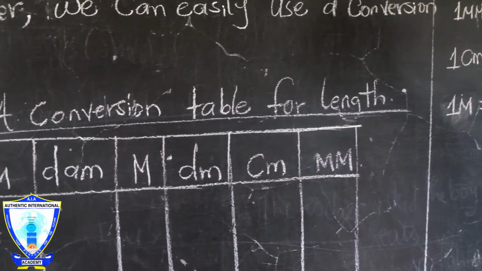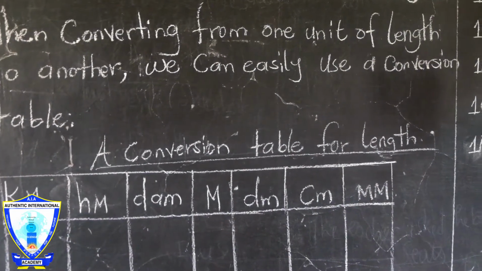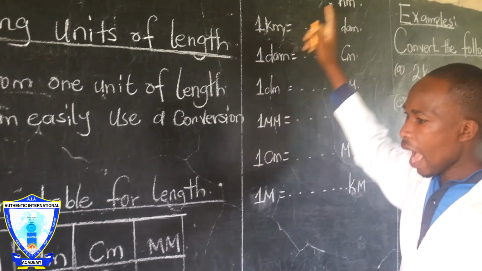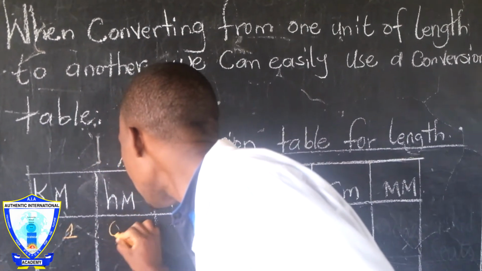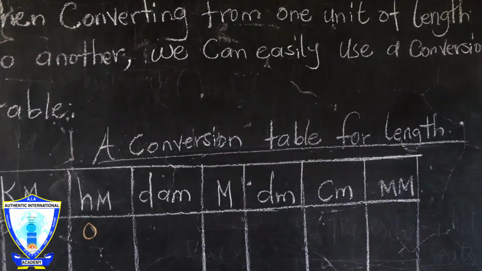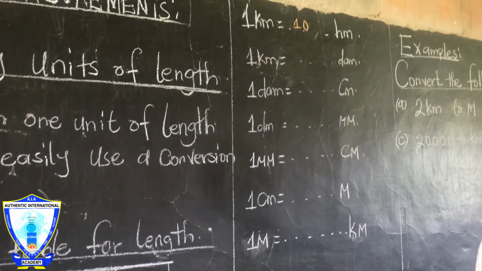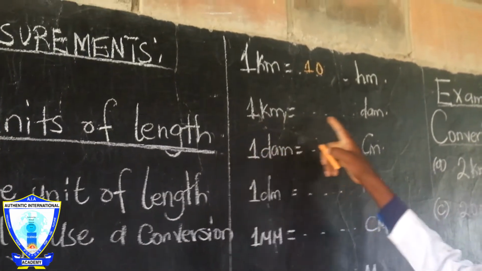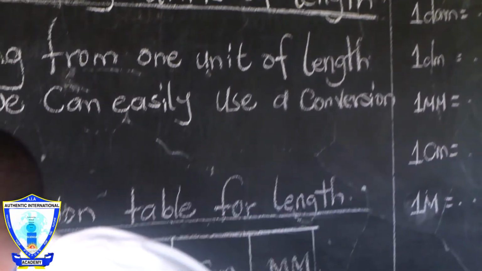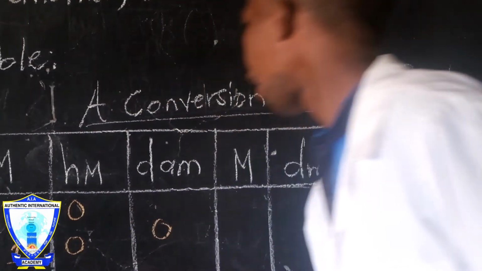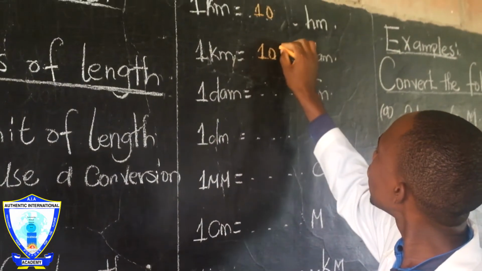Now, how are we going to convert units of length using this table? For example, 1 kilometer is equal to how many hectometers? I put 1 kilometer is the same as 10 hectometers. Who can now tell us 1 kilometer to decameter? I put 1 under kilometer, I add zeros to decameter. All of us, what is the answer? 100. Good.